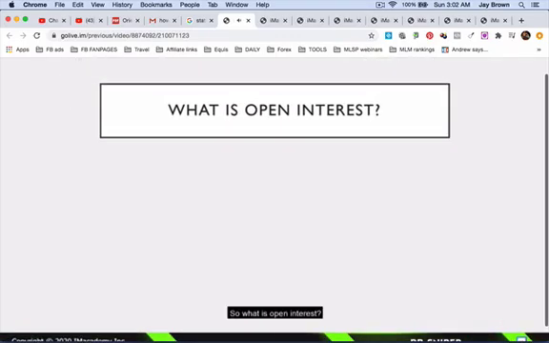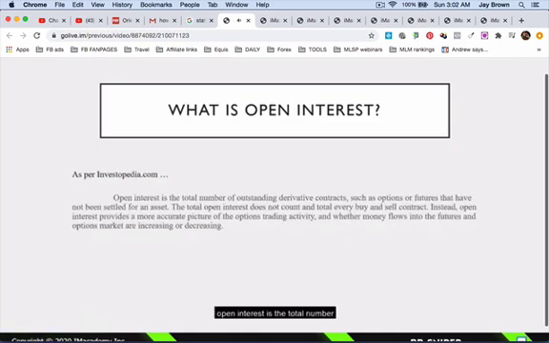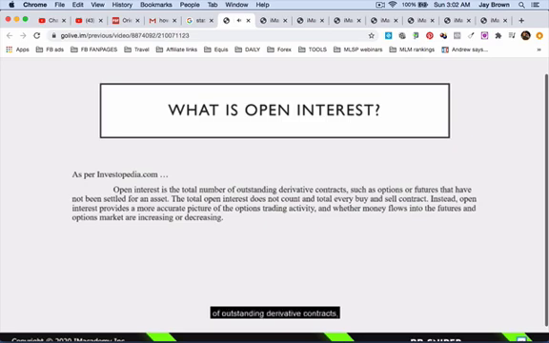So, what is open interest? As per Investopedia.com, open interest is the total number of outstanding derivative contracts, such as options or futures, that have not been settled for an asset. The total open interest does not count and total every buy and sell contract. Instead, open interest provides a more accurate picture of the options trading activity and whether money flows into the futures and options market are increasing or decreasing.